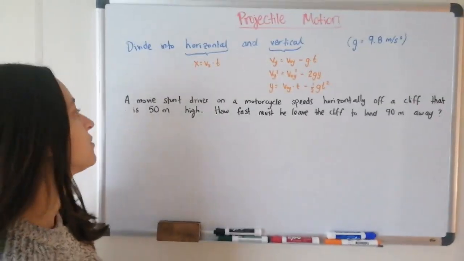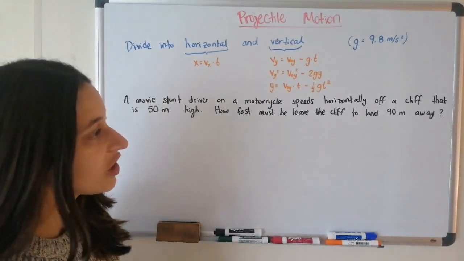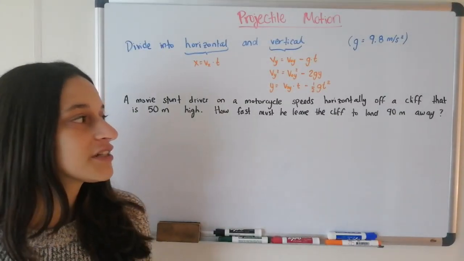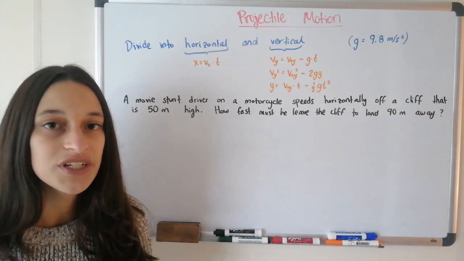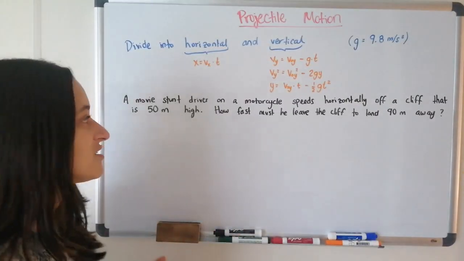So this is our example. A movie stunt driver on a motorcycle speeds horizontally off a cliff that is 50 meters high. How fast must he leave the cliff to land 90 meters away? So the most important thing is being able to transfer this into a diagram or a drawing that allows us to visualize what is being said.